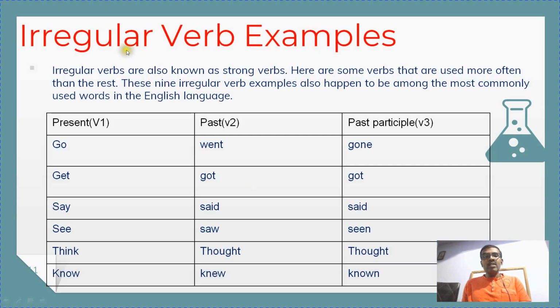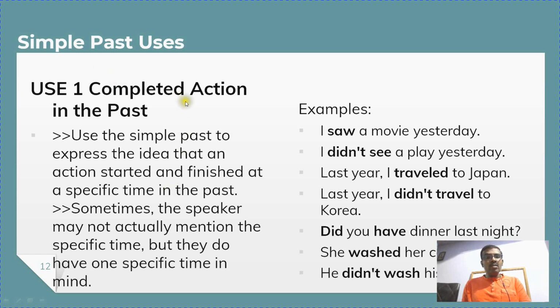And irregular verbs are just the opposite of regular verbs. We need not add any ED or IED to the verb. Go, went, gone: simply different. V1, V2, V3 are different, and sometimes the same. Simple past uses: to represent completed actions in the past. I saw a movie yesterday. It was completed in the past. To represent completed actions in the past, we are using the simple past tense.